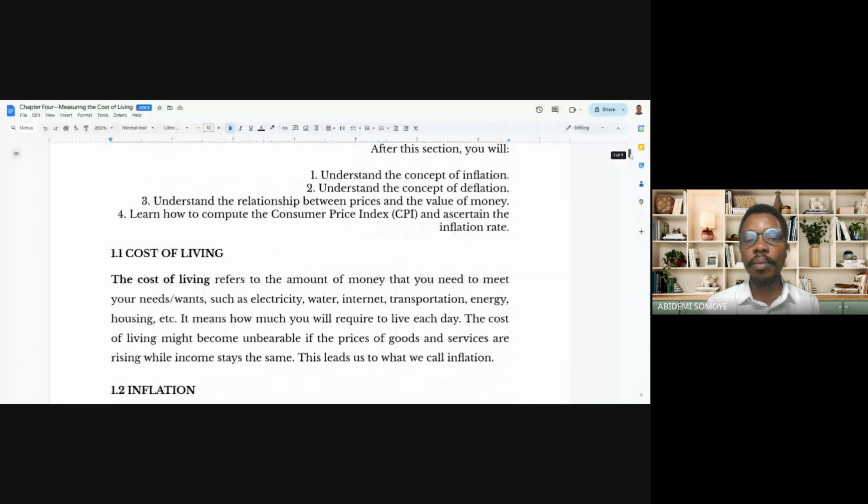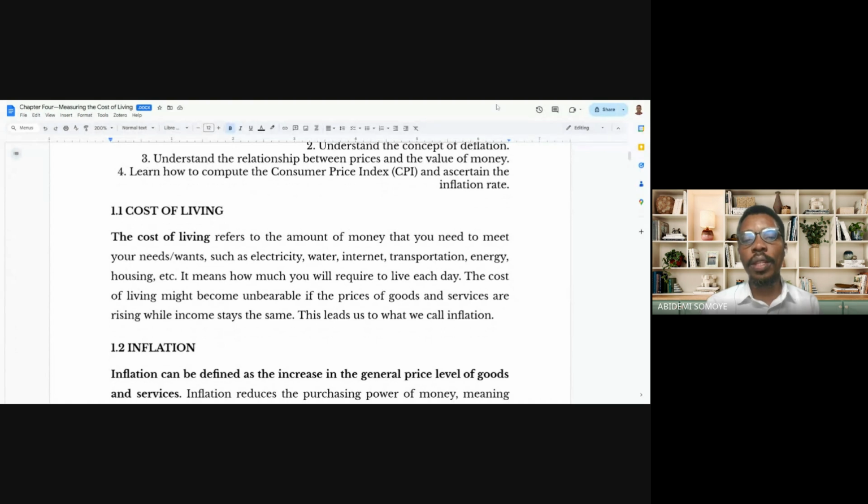Now, when we say cost of living, what are we referring to? The cost of living refers to the amount of money that you need to meet your needs or wants, such as electricity, water, internet, transportation, energy, housing, etc. It means how much you will require to live each day. The cost of living might become unbearable if the prices of goods and services are rising while income stays constant. This leads us to what we call inflation.